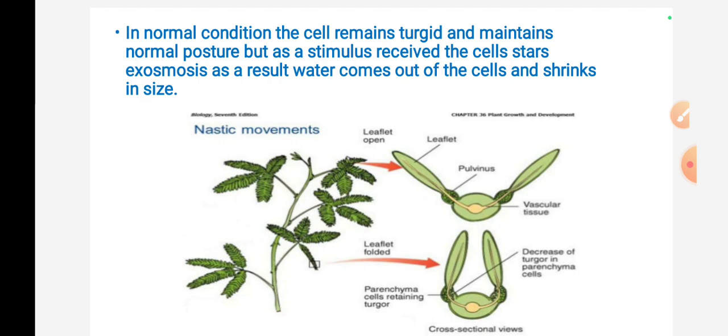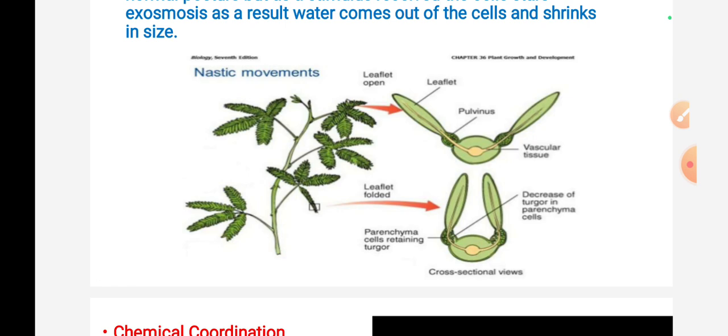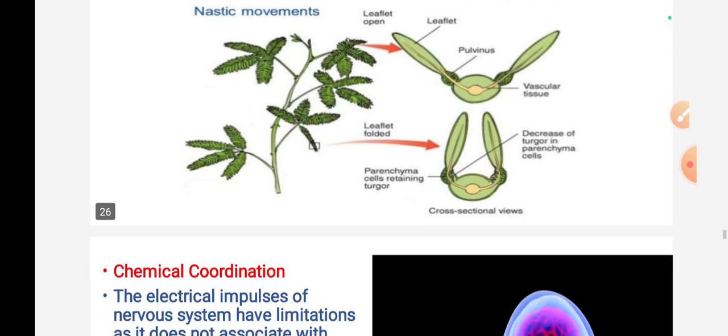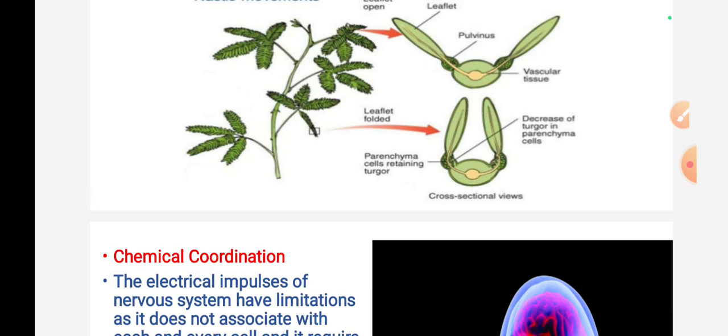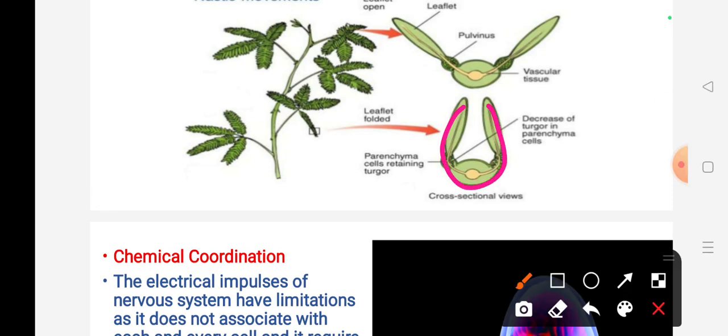As a result, water comes out of the cells and they shrink in size. Whenever the size shrinks, all the leaves fold. See here, they have given the leaf structure. The turgidity, the turgor pressure, is present in the parenchyma cells. Whenever we touch, the turgor pressure decreases. Whenever the turgor pressure decreases, water comes out of the cells. Whenever the water comes out of the cell, the leaves shrink.